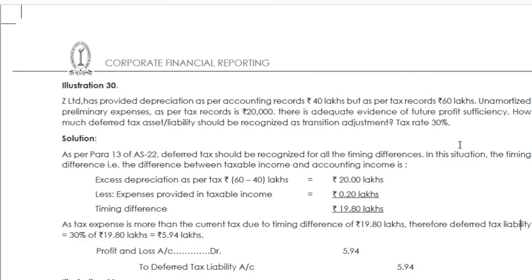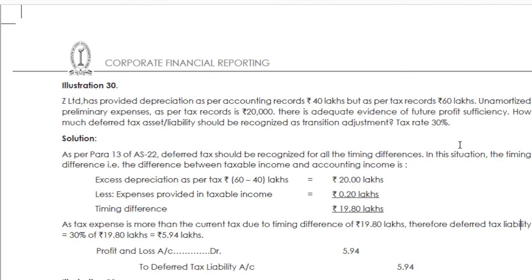If you pay less now, then you have to pay more in future, correct? That logic you have to apply. Now we will work out the problem.